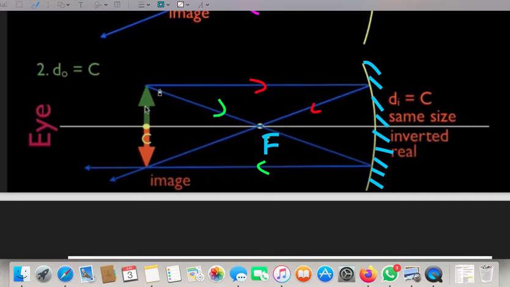Now second ray, just the opposite. If the incident ray is a line passing through the focus, it will get reflected as a line parallel to the principal axis. Now let us see where the two meet. See students, this is the point where the two meet.